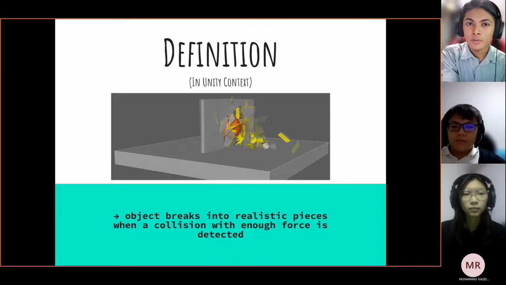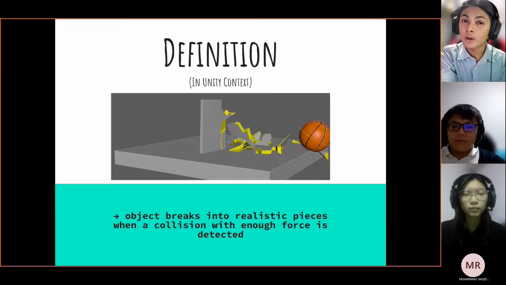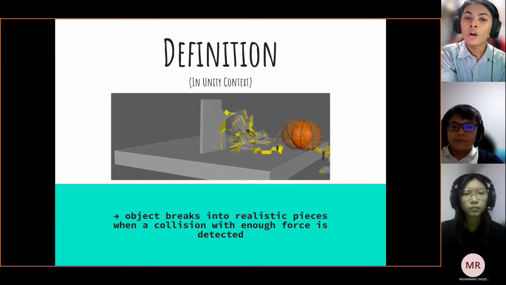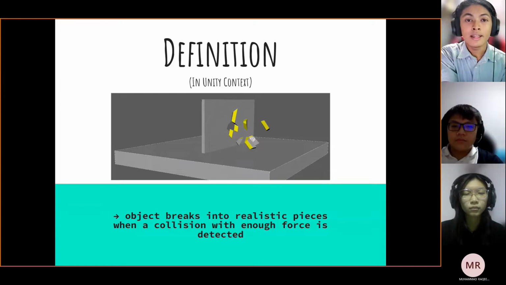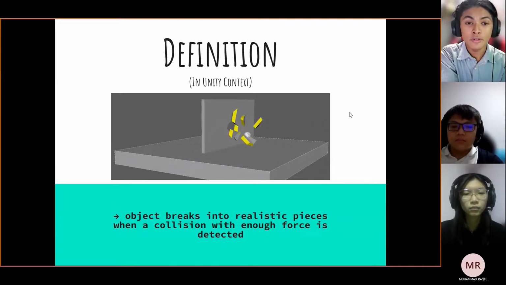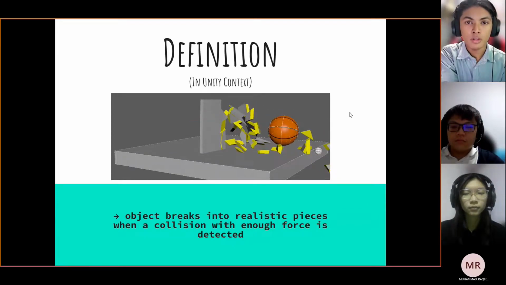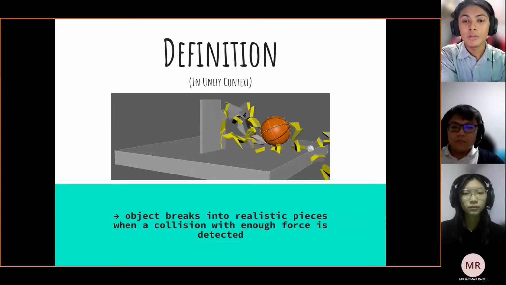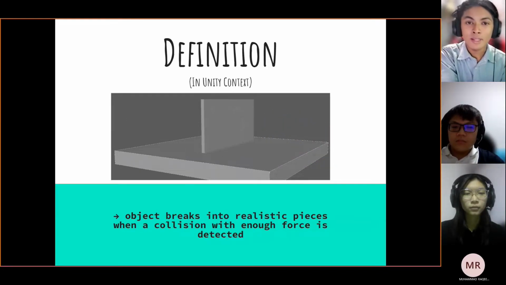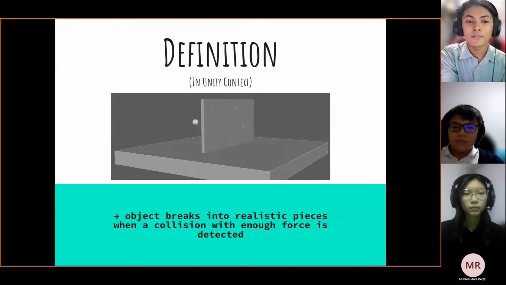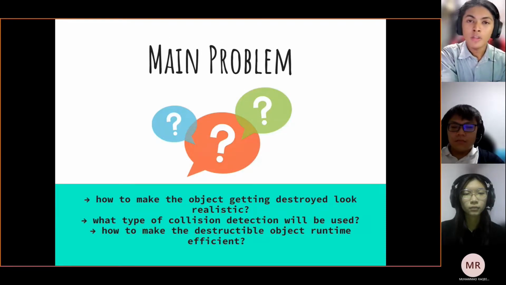There are two major steps when it comes to collision. The first is a collision detection, and the second is a collision resolution. So when a collision of high enough force is detected, there needs to be a collision resolution. Thus, the collision resolution is just how the object responds to the collision after it detects it and how it would react. In this example, the object will break down into realistic pieces following the impact to simulate real-life physics.